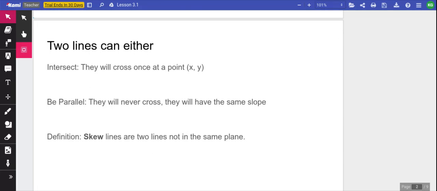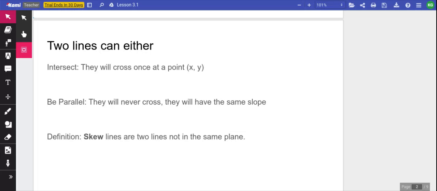Okay, we have 3 different options here for what can happen when you have 2 lines. First of all, the most common is when you draw 2 lines on the same plane and they intersect, or they cross at one point. And when we have that one point they cross at, we write it as x comma y. The other option is they are parallel and then they will never cross. And remember back to Algebra 1, we know that 2 lines are parallel if they have the same slope.